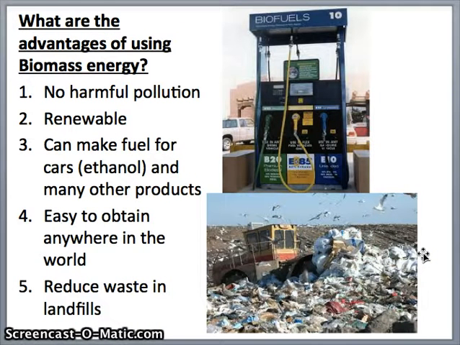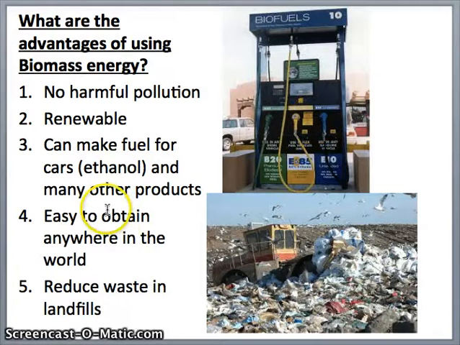What are the advantages of using biomass energy? First of all, there's no harmful pollution because everything that's being burned or used in biomass came from nature once. So there's very little harmful pollution involved. It's renewable. It could be used to make fuel for cars, such as ethanol or biodiesel and many other products. And this is a picture of a pump where there's ethanol, which is a type of alcohol-based fuel that's made from corn, and that could be used to power cars.